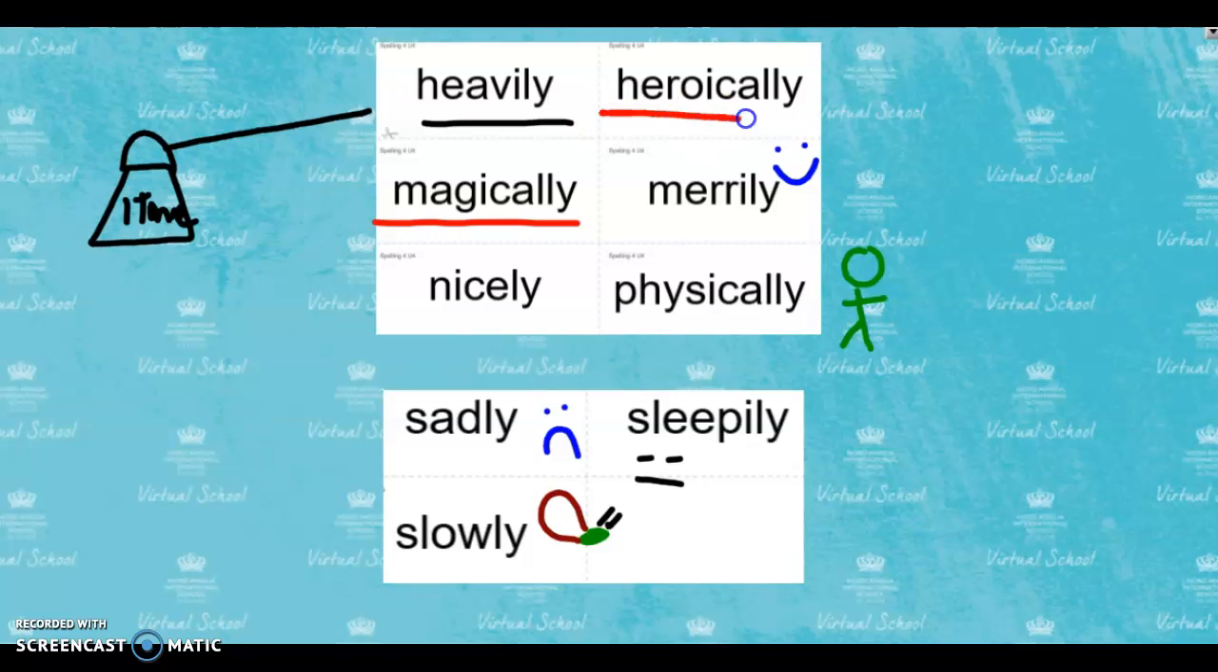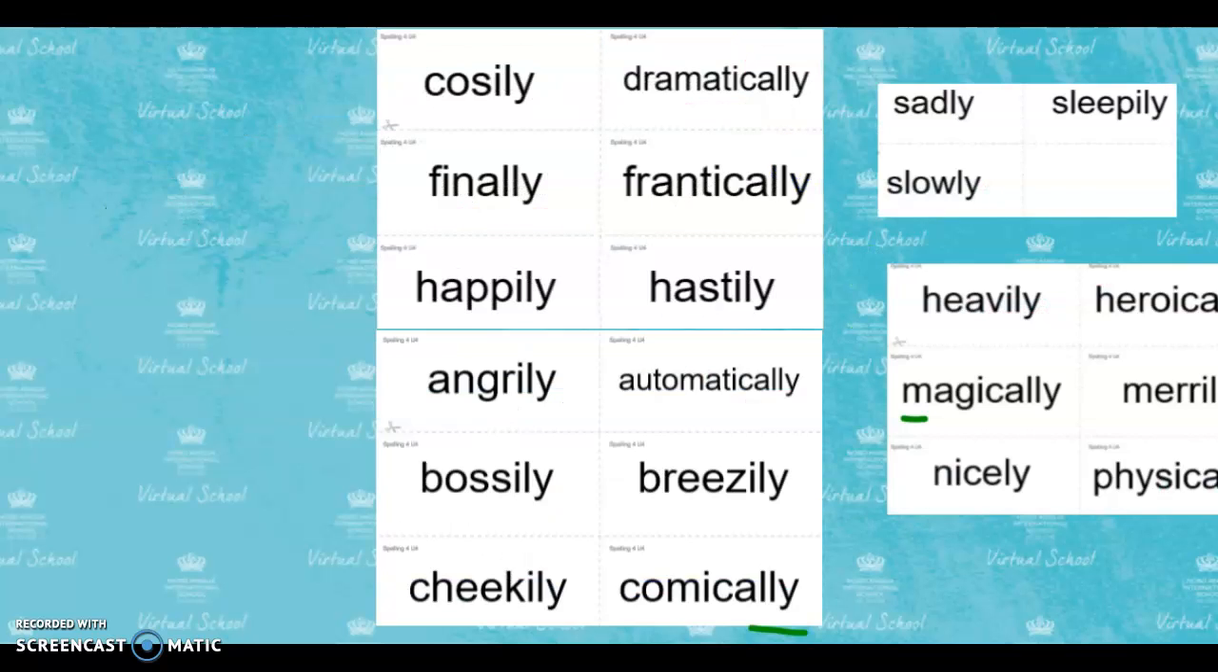Heroically, if you look at the root word heroic, that's to be like a hero. So firefighters act heroically because they look to help and save people. A couple of words here. This one, IPC guys, you should know this one. Finally, happening at the end of something. So finally, it was time to go home.